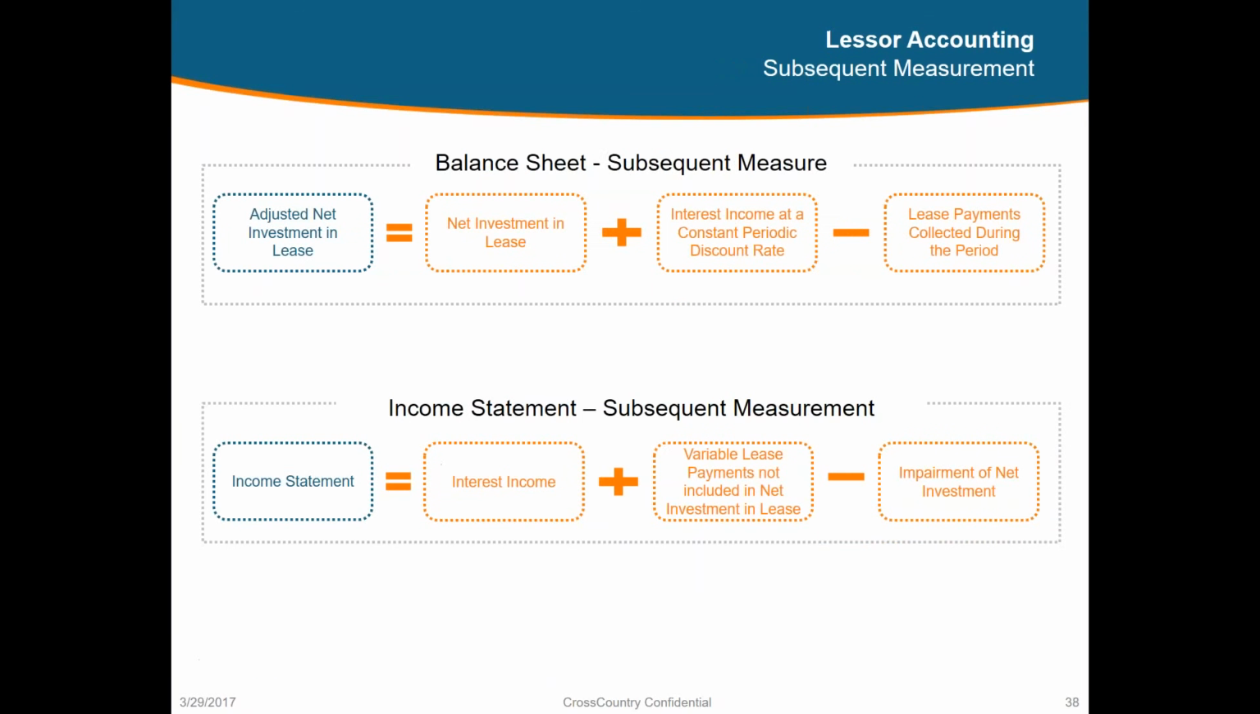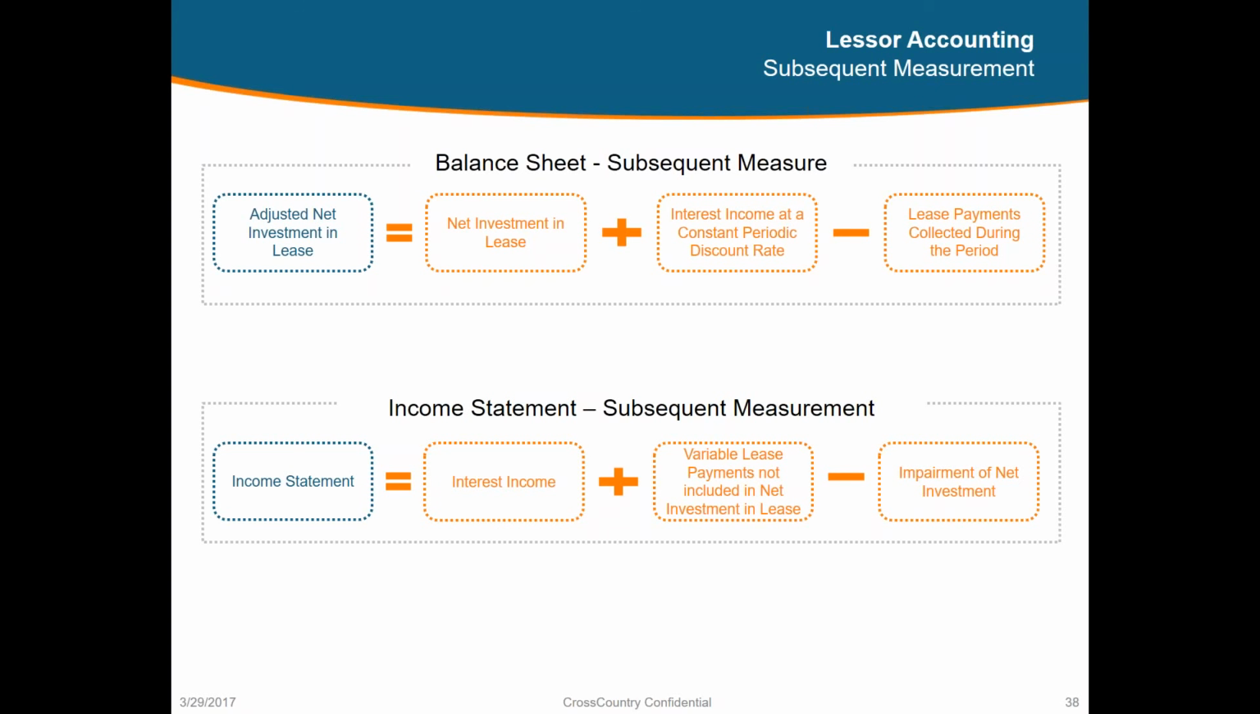Subsequent lessor accounting follows an amortization schedule approach, whereby the net investment in the lease is increased for interest income and reduced for the collection of lease payments. Income statement recognition includes interest income, variable lease payments not included in the net investment of the lease, less any impairment of the net investment recognized in accordance with the impairment guidance in topic 10.